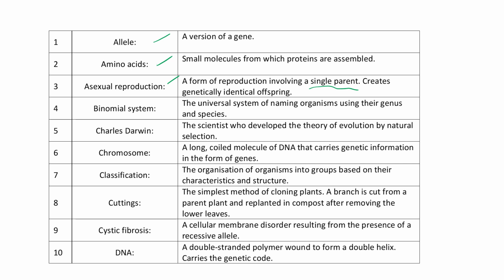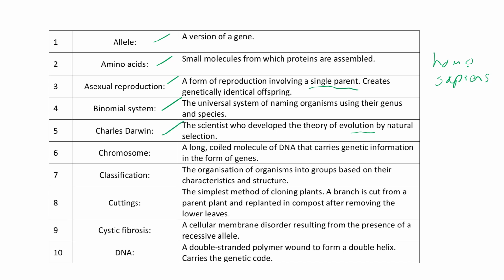The universal system of naming organisms, including their genus and species. So for example, we are Homo sapiens. Okay, that is the binomial system. The scientist who developed the theory of evolution by natural selection: Charles Darwin.